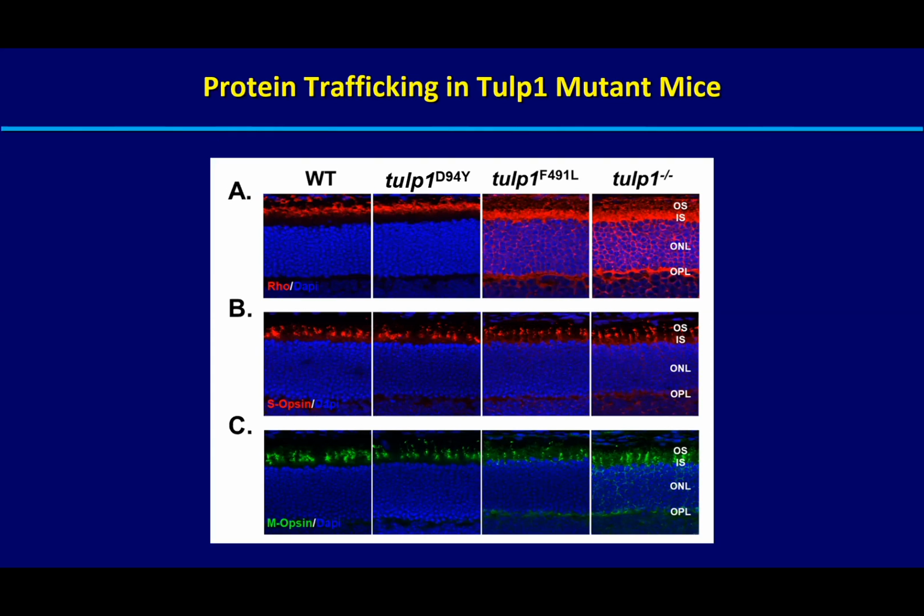To examine the cones, we immunostain the retinal sections with antibodies against the cone opsins, the S opsin and the M opsin. And these panels show that these opsins are also correctly trafficked and retained in the outer segments of the D94Y and wild type, but they're mislocalized throughout all of the photoreceptor compartments in the F491L mutant, similar to the knockout. Next slide.